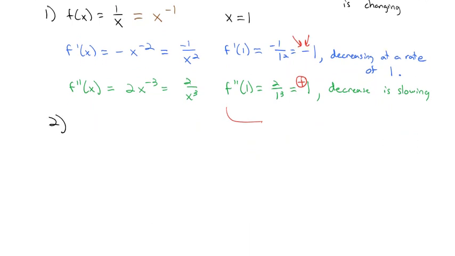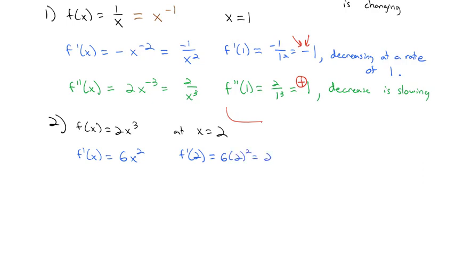Let's try another example. Let's take a look at the function f of x equals 2x cubed. And let's look at the point x equals 2. Let's see what's happening at 2. Well, the first derivative we know is 6x squared. And to figure out what's happening at 2, in the first derivative, that's going to tell us the rate of change in the function. 6 times 2 squared is 6 times 4, or 24. So we are, because it's positive, increasing at a rate of 24.